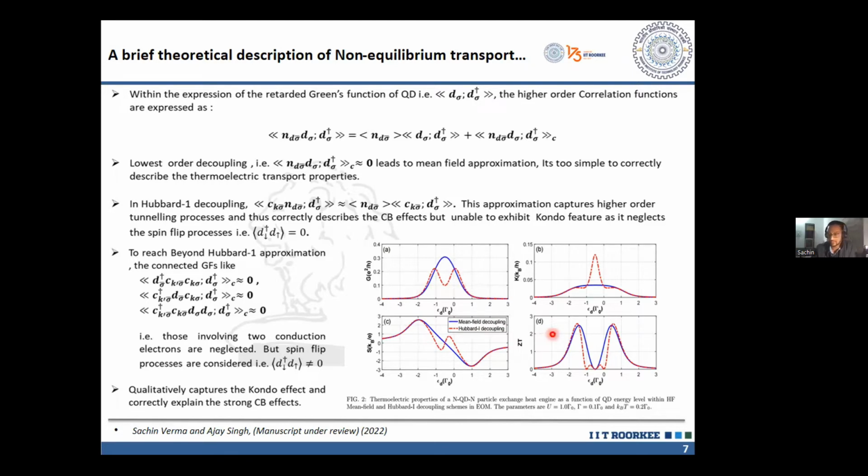So here it is clearly seen that this Hartree-Fock approximation completely fails. It just captures the very broad features, and doesn't capture the sharp features in these properties. So the conclusion is that one can't apply the Hartree-Fock mean field approximation in a non-equilibrium situation. One needs to go beyond that. So we have considered the Hubbard one approximation as our initial point.